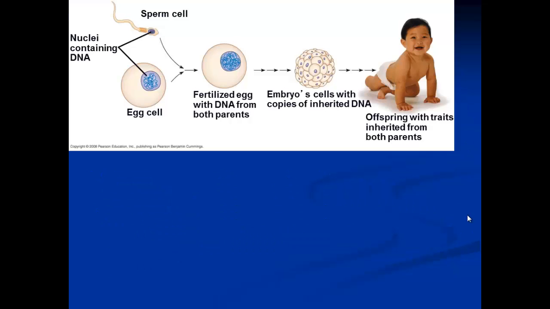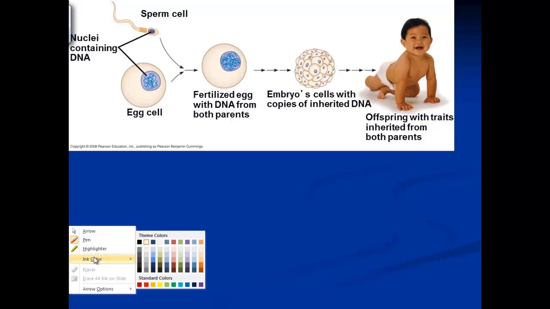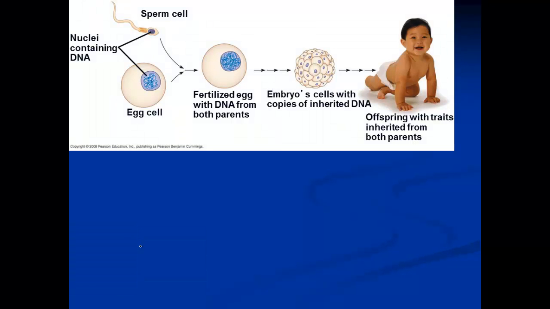The development of a multicellular organism, such as a human, requires many rounds of cell division. And one important aspect of cell division is maintaining the DNA, maintaining that genetic code, because every cell has to have a copy of it.